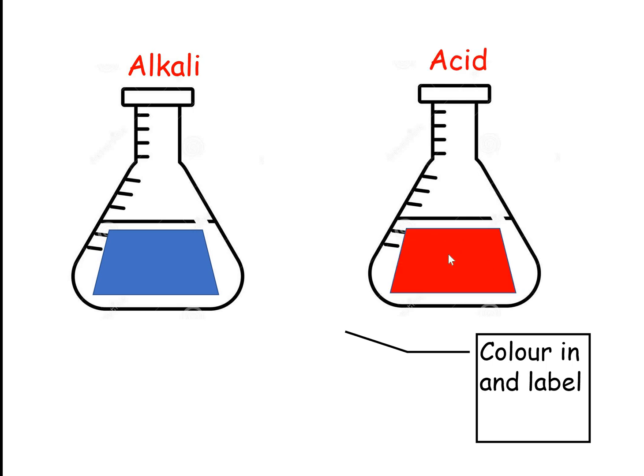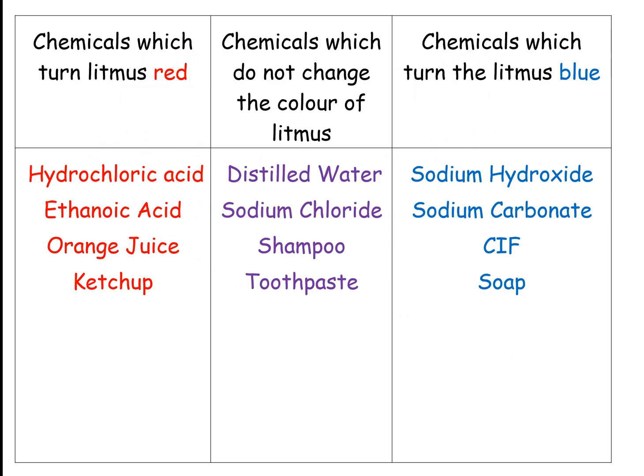And you've coloured one in red and that's your acid. So it doesn't matter which way round as long as you've got both. So here is our table of results. So if you do need to make any changes, remember you use your different coloured pen.